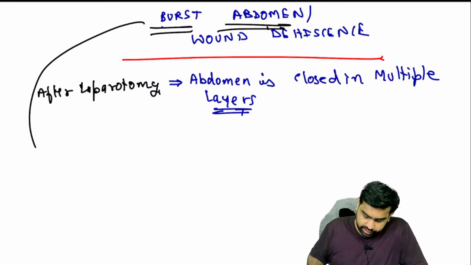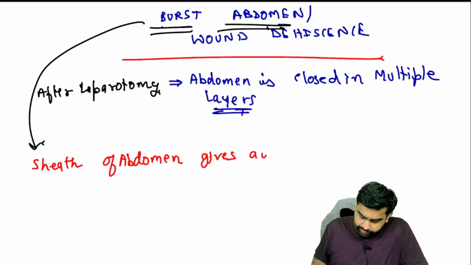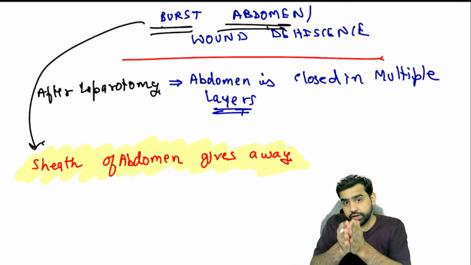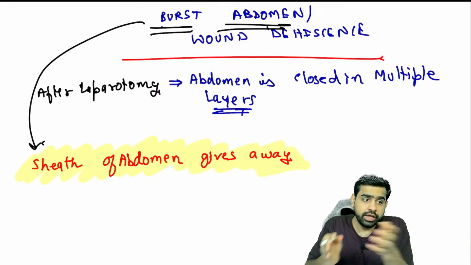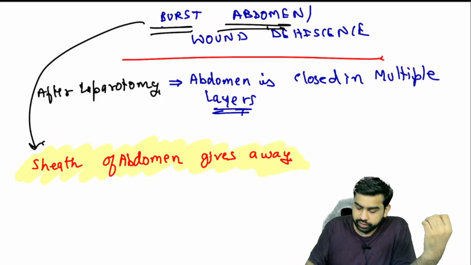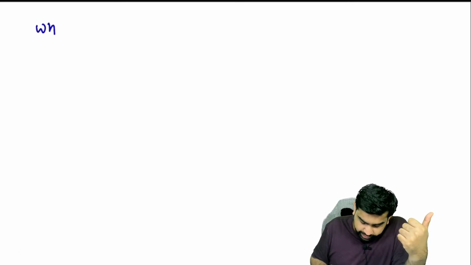When do you say that the patient has a burst abdomen? If the sheath of the abdomen gives away, this is what is referred to as a burst abdomen. Are you understanding? If the sheath of the abdomen has separated, this is what you refer to as a burst abdomen. Now these things can happen because of a problem with the surgeon, because the suturing was not done in a proper manner.